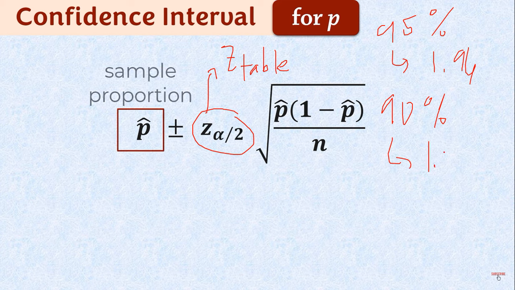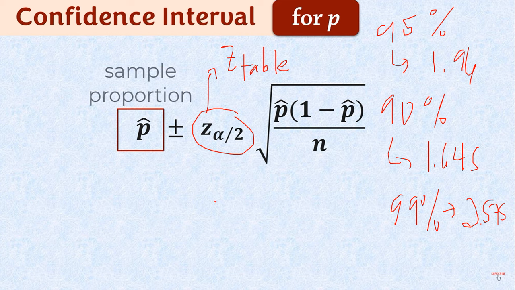Critical value of 90%. The commonly used po 95, 90, and 99. 1.645. How about 99%? 2.575. These are the commonly used po, 95, 90, and 99. Next.